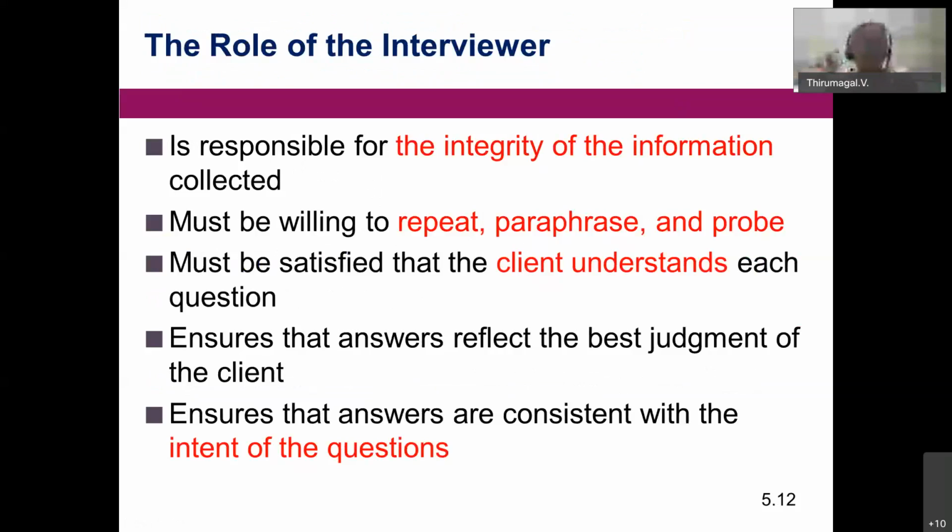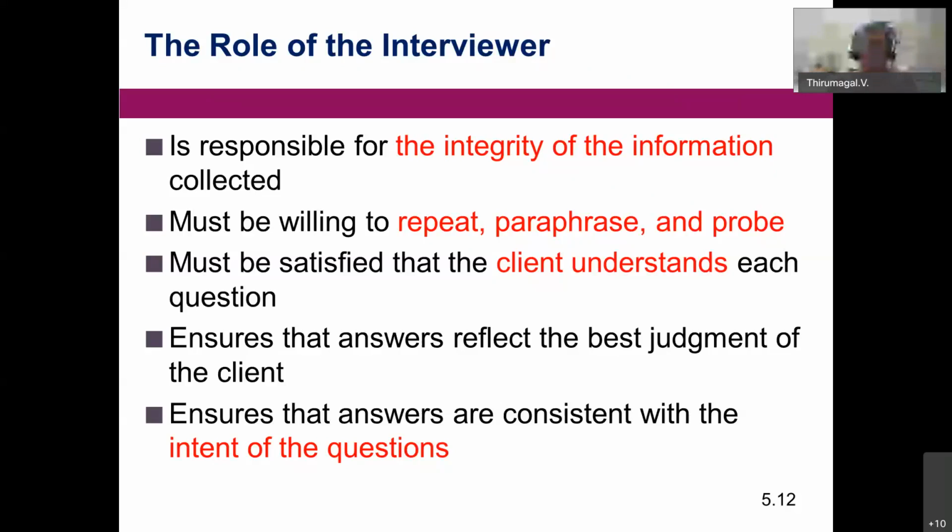Because we know clients with substance use problem are likely to be impatient, likely to be reluctant to give information, likely to give wrong information in different places, etc. It is your responsibility to make sure the right kind of information is recorded.